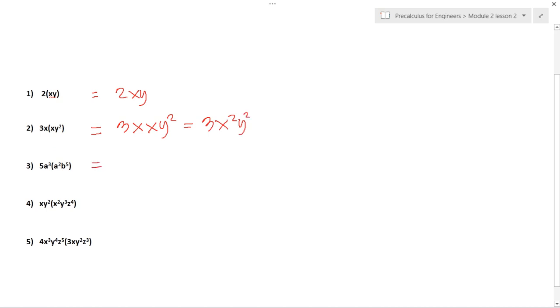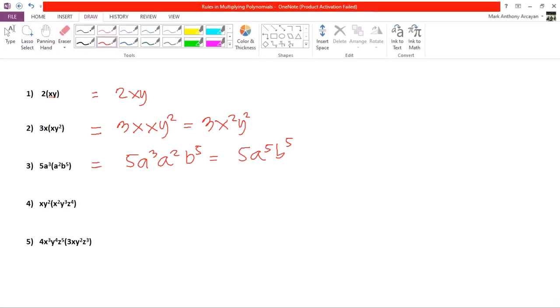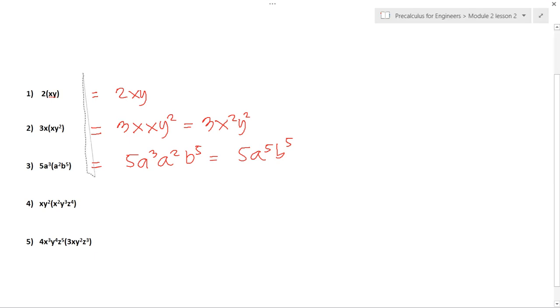How about example number 3? We have here 5a cubed times a squared b to the 5th. Just write 5a cubed a squared b to the 5th. Then combine same terms using the law of exponent. We have a in both, so just add their exponents. So you have 5 a raised to 3 plus 2, so we have 5a to the 5, then b to the 5. That's all, just add the exponents. So next we have the fourth and the fifth example.